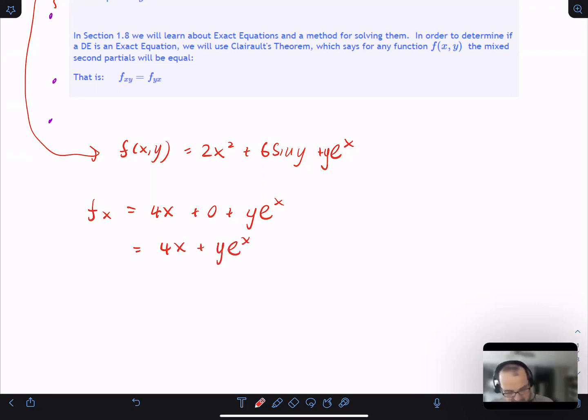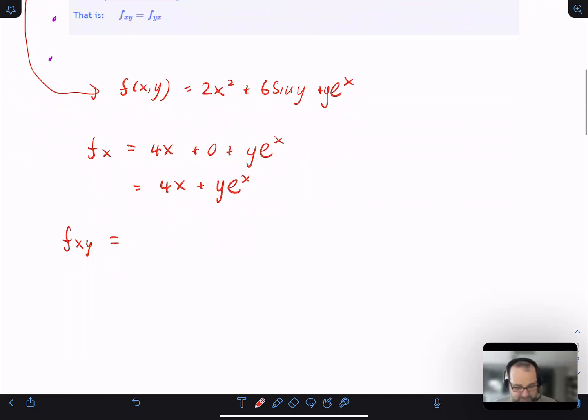And so from there, we can think about, well, what then is f sub xy? So what if we take that and then partially differentiate with respect to y? Now we're looking at this function and asking, how do we differentiate with respect to y? 4x doesn't have any y's in it. This is effectively a constant, so that becomes 0. And then the derivative of y e to the x is going to be just e to the x, right? The derivative of a constant times y with respect to y is the constant, in this case, e to the x. So that is our f sub xy.